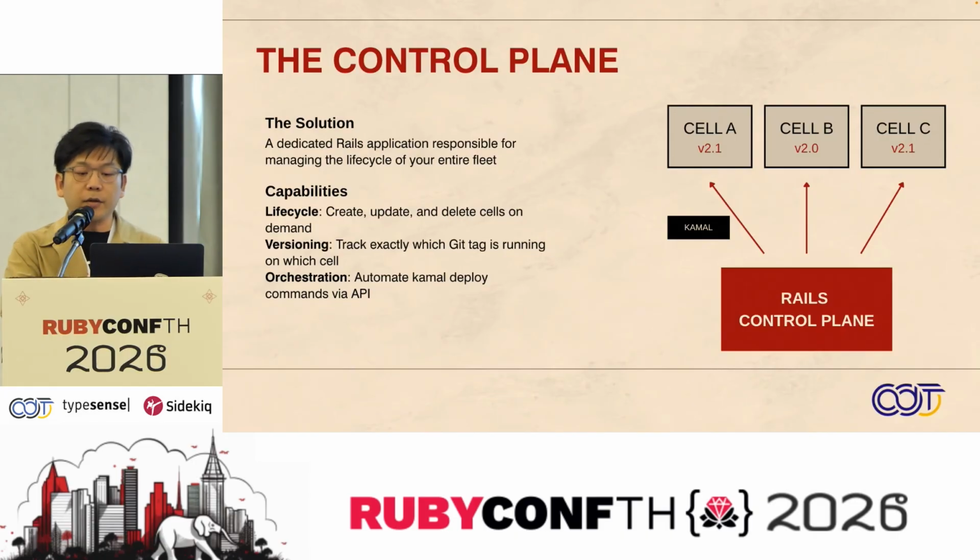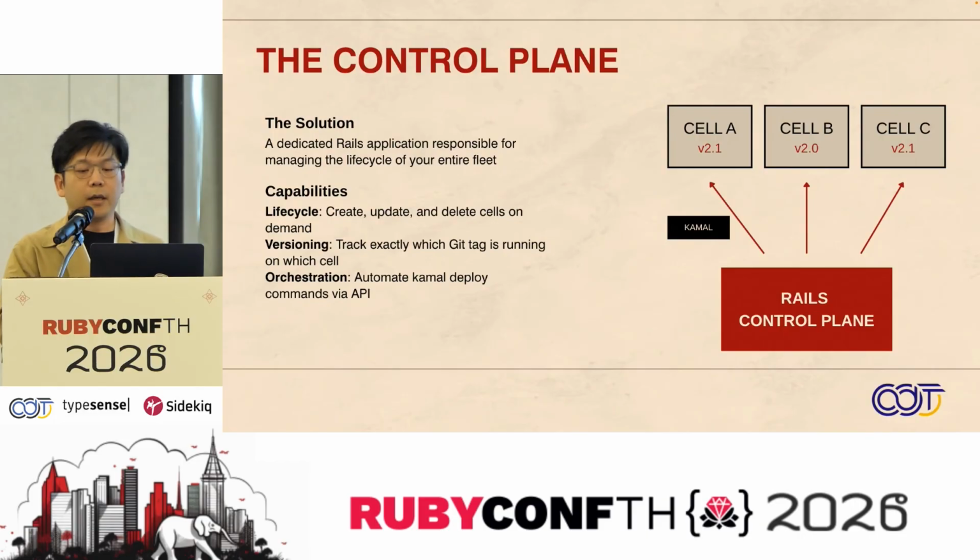This is a dedicated Rails application whose job is to manage the life cycle of our entire fleet of cells. Its capabilities: first, life cycle. It can create, update, and delete cells on demand. For example, spinning up a new cell for a big enterprise customer or retiring an old cell that is no longer needed.